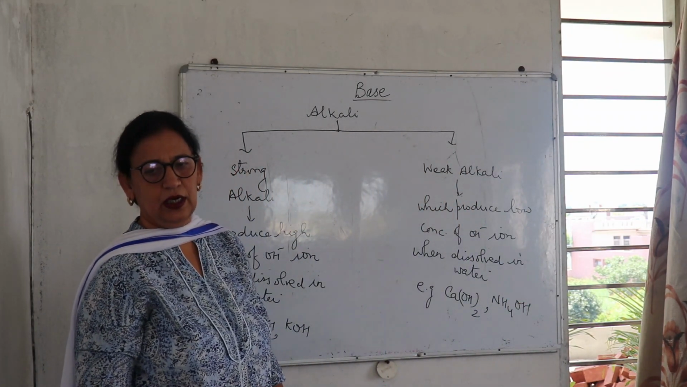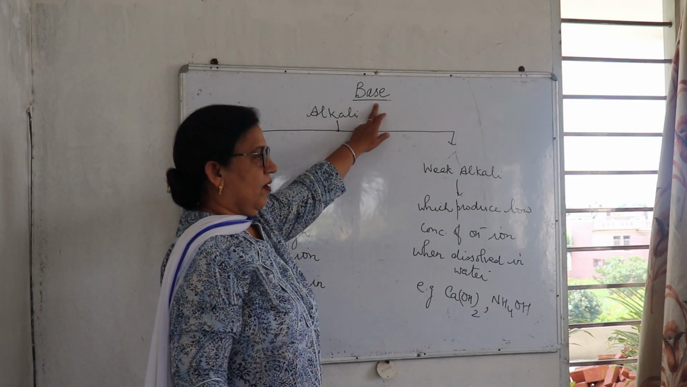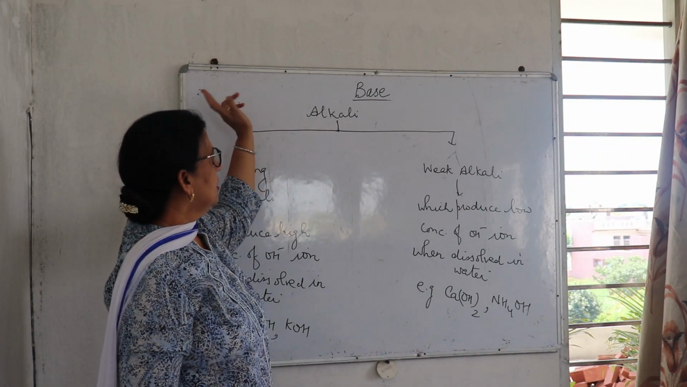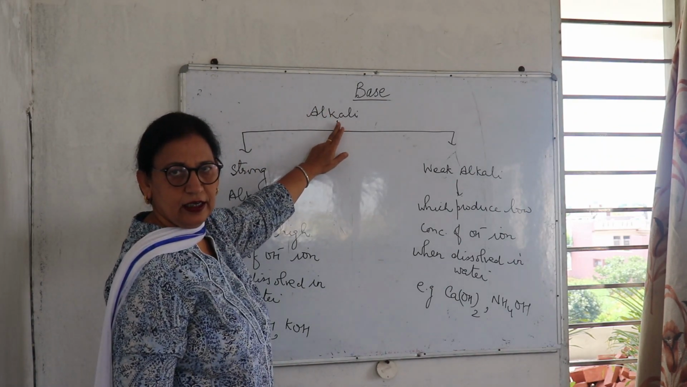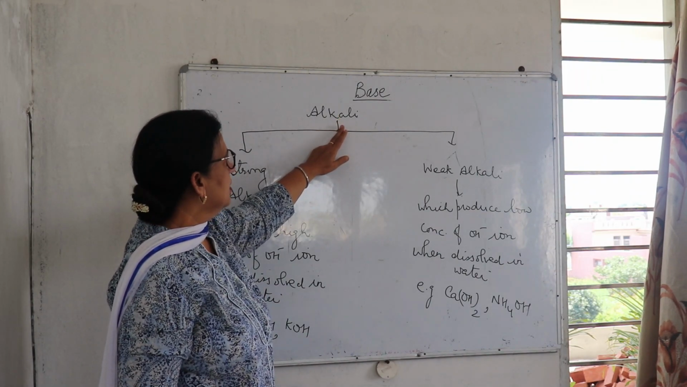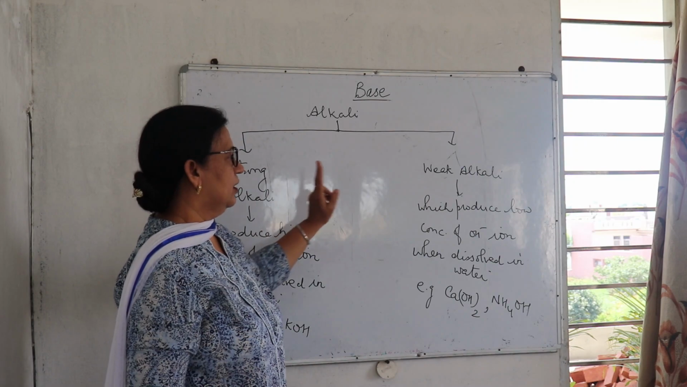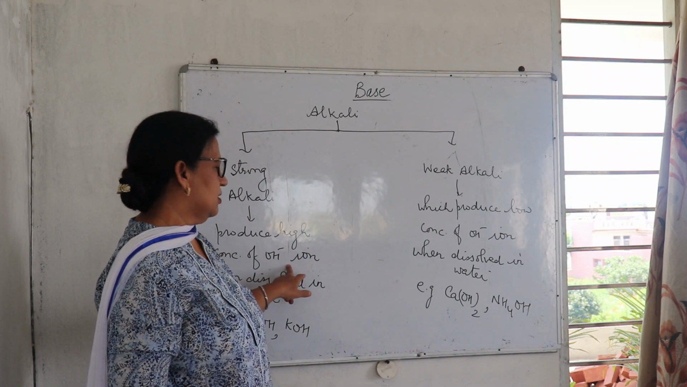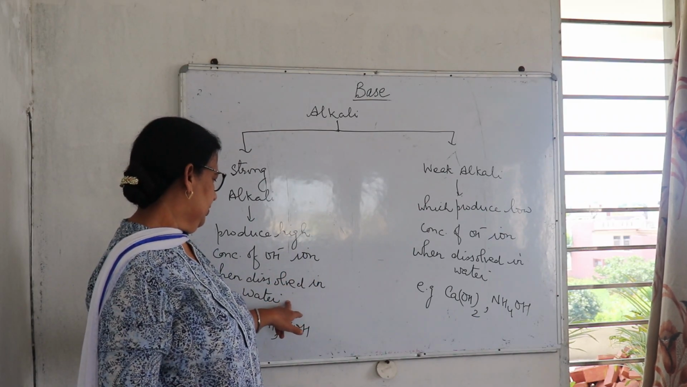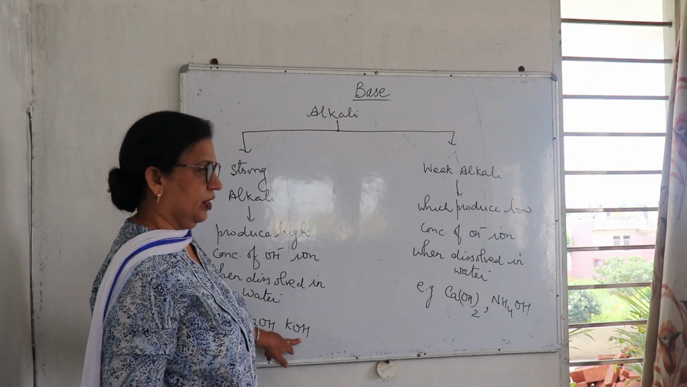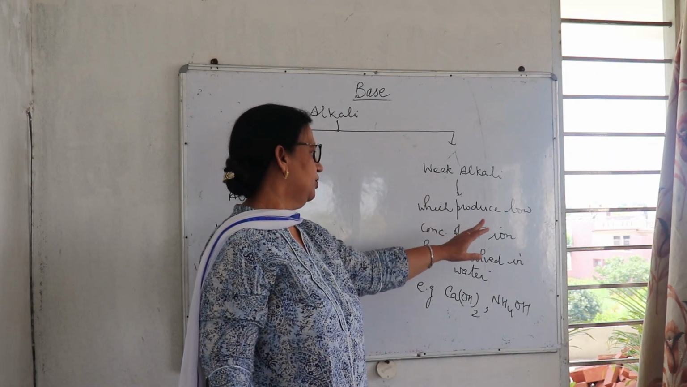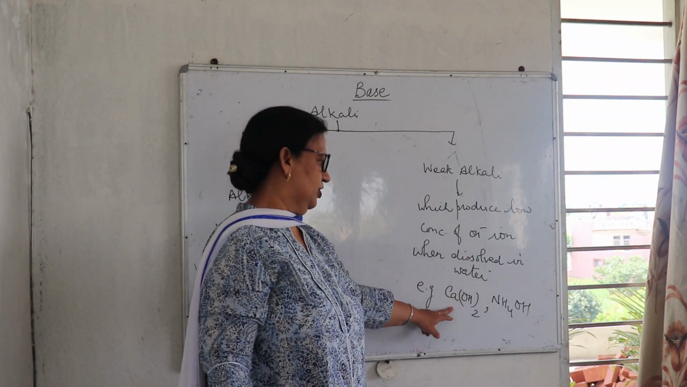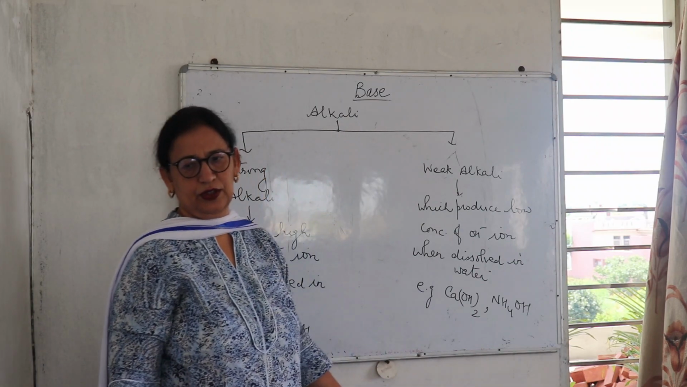So this is all about alkalis. Base, basic oxide, basic hydroxide, and then alkali. Alkali is also a base, a water soluble base, and alkalis can be strong alkali and weak alkali. Strong alkali produces a high concentration of OH negative ion when dissolved in water. Two examples are there, sodium hydroxide and potassium hydroxide. Weak alkali produces a low concentration of hydroxyl ion when dissolved in water, that is calcium hydroxide and ammonium hydroxide.